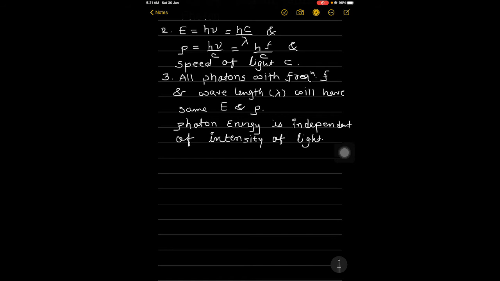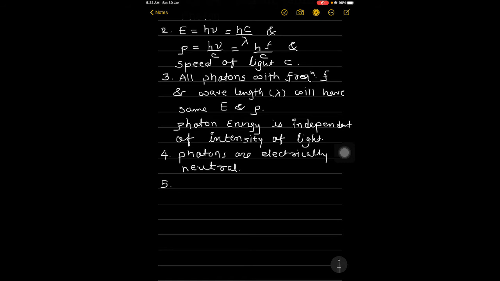Then the fourth point that we can summarize here is that photons are electrically neutral, and are not deflected by electric and magnetic fields.